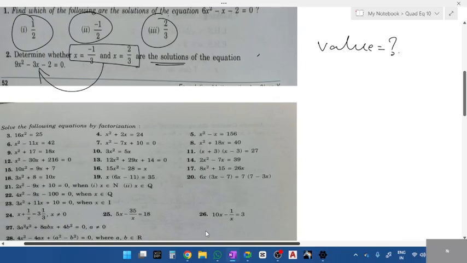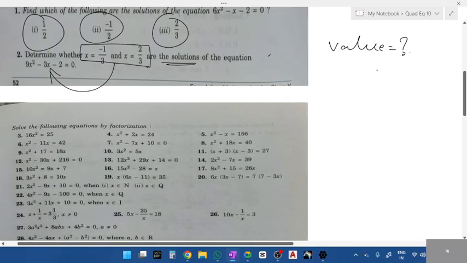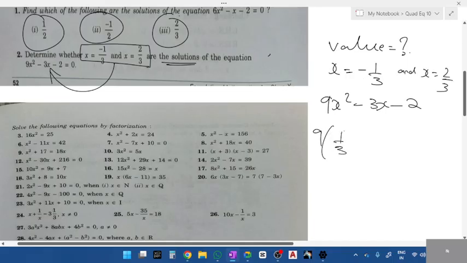Students, did you understand? If a value is given, what do we do? We substitute in the place of x. Fine. 9x square minus 3x. Lemula, how many x values are given? So what will you do? Will you take it like this and substitute 1 by 3 here and 2 by 3 here? Is it correct? If you do like this, you'll get 0.